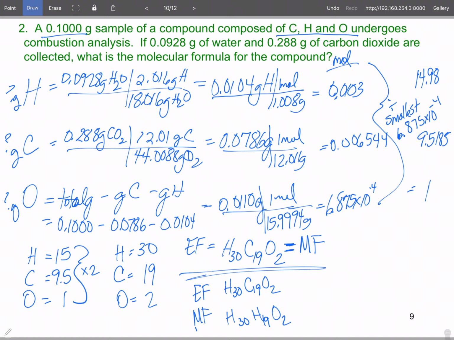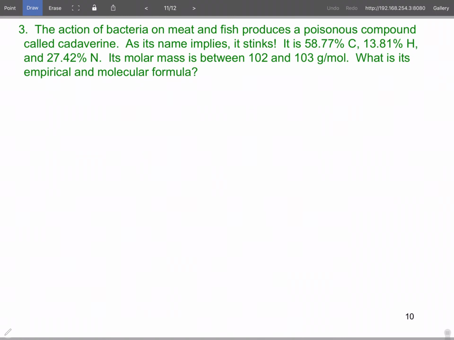Okay, so far so good. We've worked one that is a combustion analysis and one that's a percentage. So let's go back and look at the percentage again. We have the action of bacterial meat produces a poisonous compound cadaverine. This is actually a real compound. I happened to read this and I thought, this is appropriately icky. So we're going to stick with it. So we're given percentages here, and we're given the molar mass.